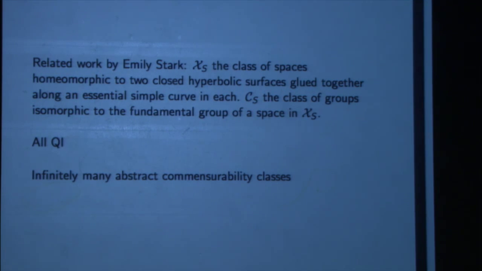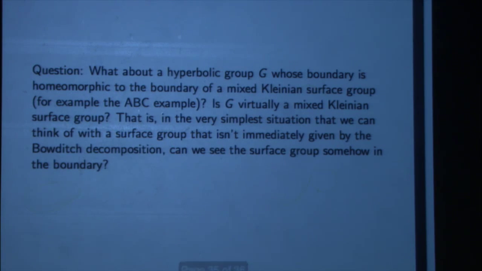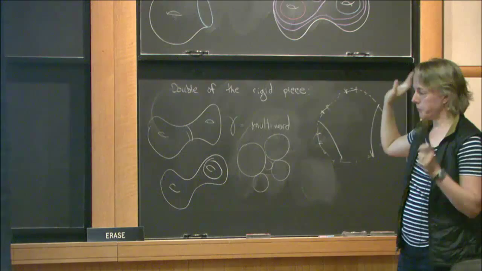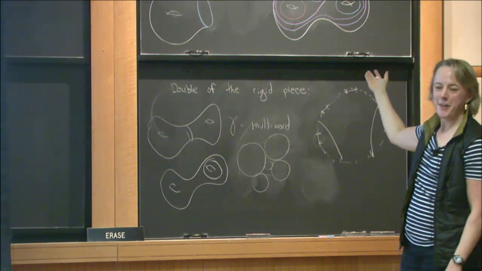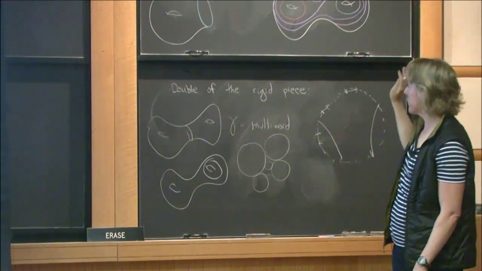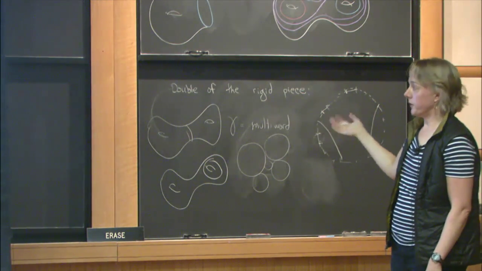We still don't know. Let me go back to the slide. She's talking about infinitely many abstract commensurability classes. Yeah, that's right. So I still don't know: what about a hyperbolic group whose boundary is homeomorphic to the boundary of a mixed Kleinian surface group? For example, just this specific example. Can we find something? We're in a perfect state of not knowing the answer. We were trying to prove that if you had boundary homeomorphic to this particular example, then you were at least of that type.